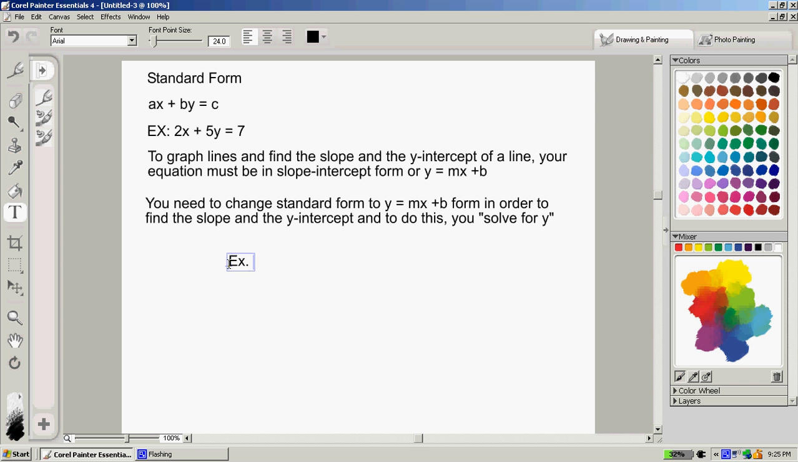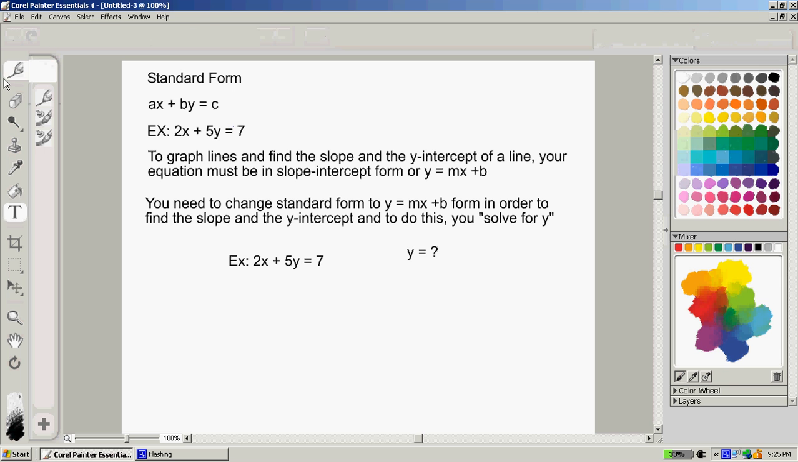So say you have the example that I just wrote on the board: 2x plus 5y equals 7. And we want to find the slope and the y-intercept. So we're going to start off this problem by trying to solve for y. We want our equation to end up looking like y equals something. Okay. So to do this, we need to start solving for y.